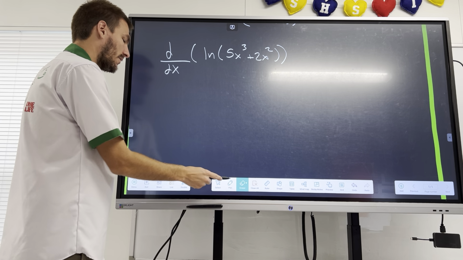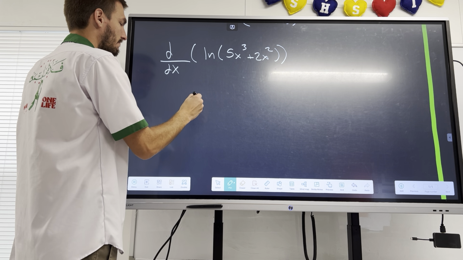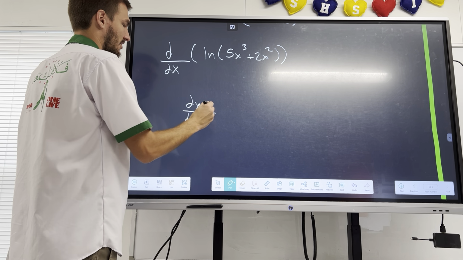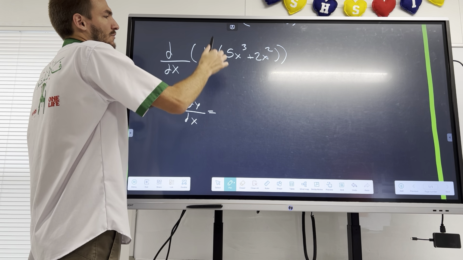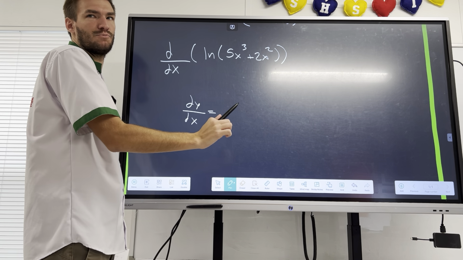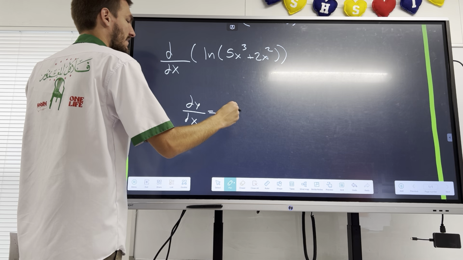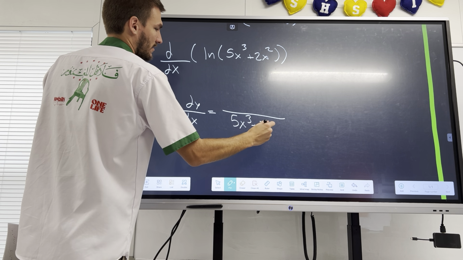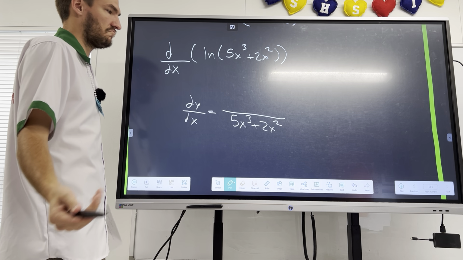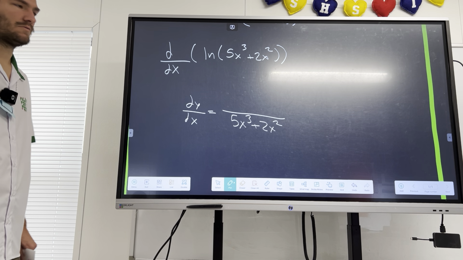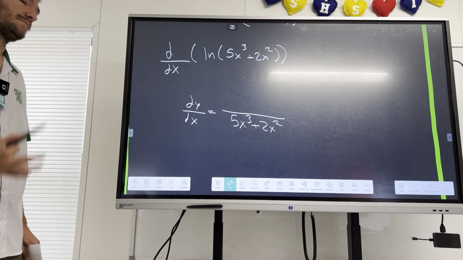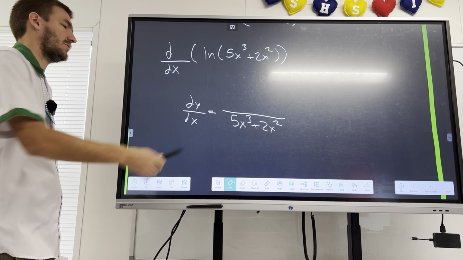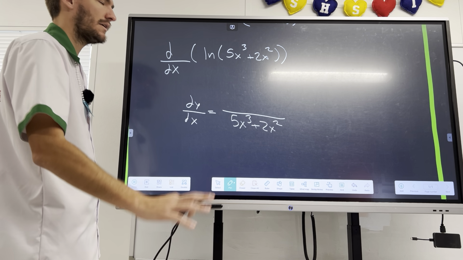So what we're going to do for this, the dy dx for this function, is we need to put this in the bottom. Pretty much as simple as that. All of this stuff, 5x cubed plus 2x squared. And that is the derivative of ln. That's the derivative of the natural log, is put the x on the bottom, done.